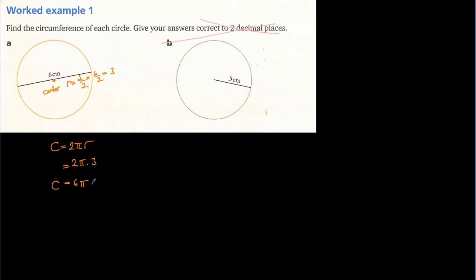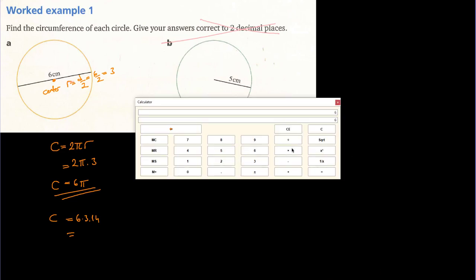This is the answer of the question for me, and it has been done here. But since the question is asking for correct 2 decimal places, give the answer in 2 decimal places. For this question only, I'm going to multiply the circumference by the pi value 3.14. Using the calculator, 6 times 3.14 is equal to 18.84. This is also 2 decimal places.